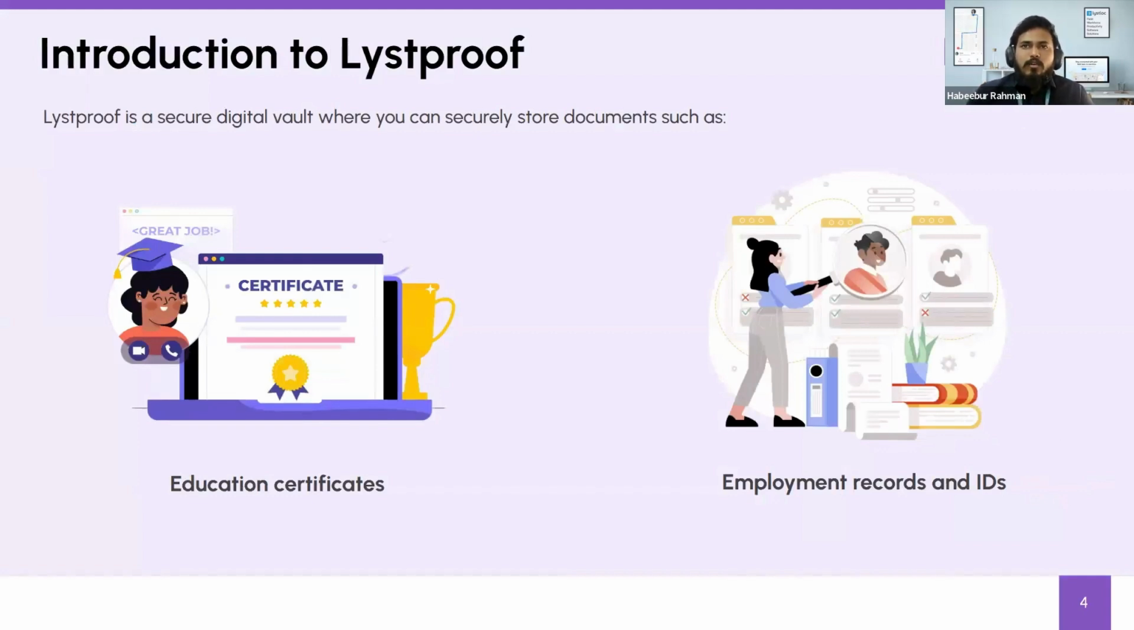So now let's look at one of our unique products. It's a new launch product, which is called Lystproof. Lystproof is a secure digital vault that helps organizations reduce manual intervention in employee data verification. So instead of HR teams spending hours verifying employee information, Lystproof allows you to automate the process of employment data verification for both current and former employees. This not only saves valuable HR time, but also ensures accuracy and reliability in employee records.